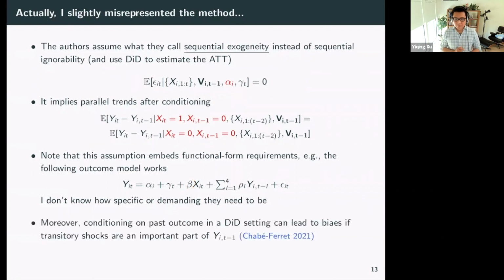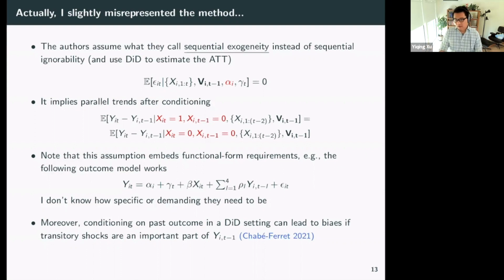That can be problematic. I don't think that's a big practical issue. Practically, it should work, but there has been theoretical discussion based on simulation to show that conditioning on past outcome in a DID setting can lead to biases if transitory shocks are important parts of the outcome. Meaning what? Meaning if you condition on the past outcome, but some bias remains, some imbalances remain, and if these imbalances are actually caused by transitory shocks or random shocks, some happen to have a bigger y(t-1), some happen to have a smaller y(t-1), and you subtract that previous period using a DID, you actually result in bias.